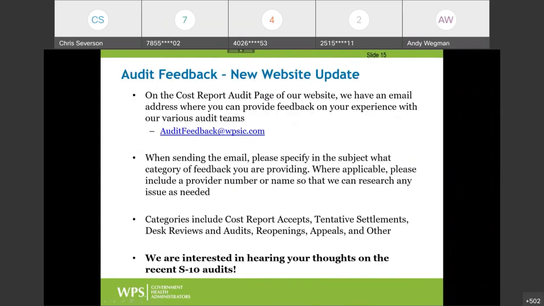Another thing I just wanted to mention here is something we had last year as well: we have an audit feedback email address. This is for a lot of things other than just S-10, but feel free to share any comments or any feedback with a particular audit or desk review or acceptability. There's the email address to use, and we can use that for S-10 audits as well.